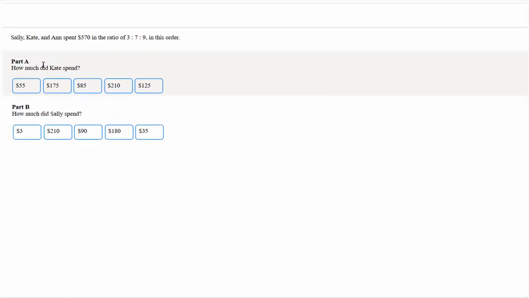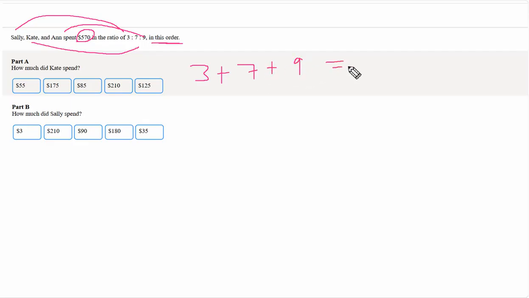Sally and Kate and Anne spent 570 in the ratio of 3, 7, and 9. So this is the order. They said in this order. Keep that in mind. So Sally spent 3, Kate spent 7, and Anne spent 9. Now, in total, they have 570. When you add them, 3 plus 7 plus 9, do you get 570? Try it. You get 19, don't you? Isn't that right? You get 19.